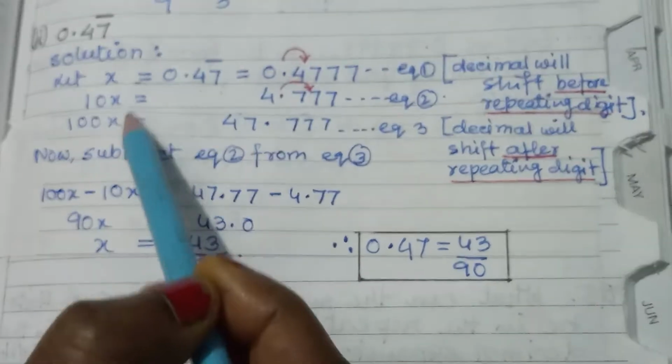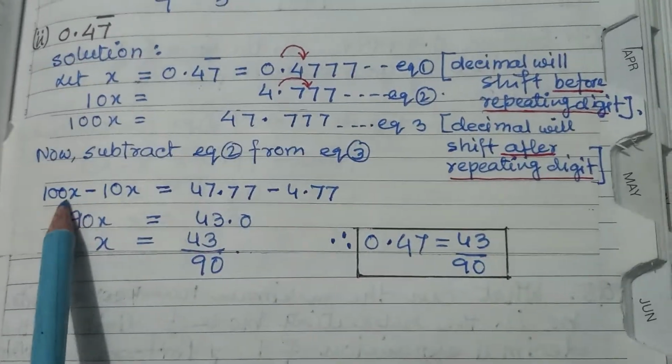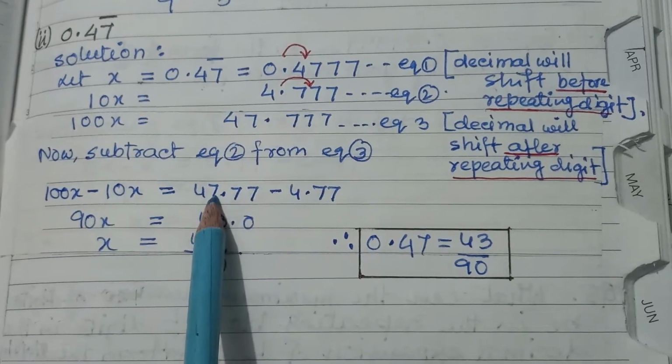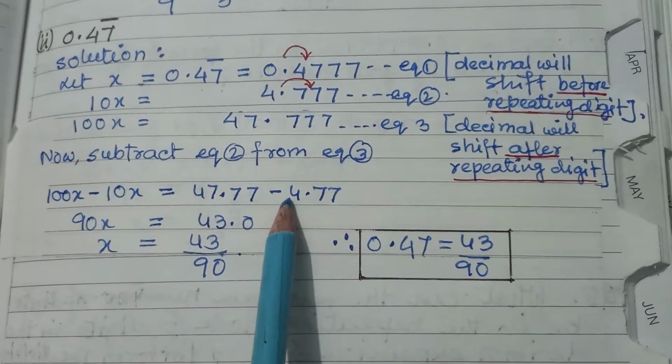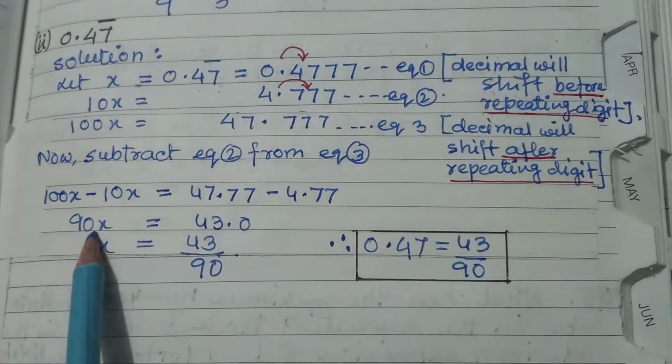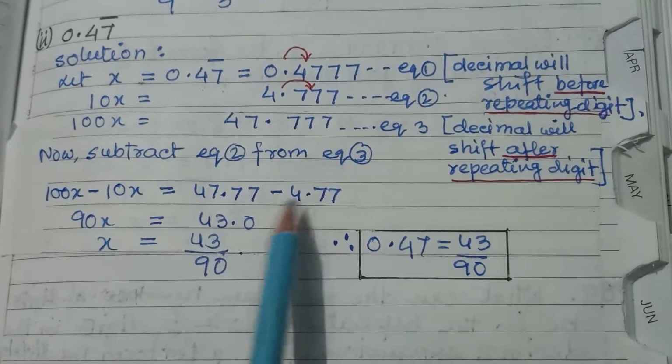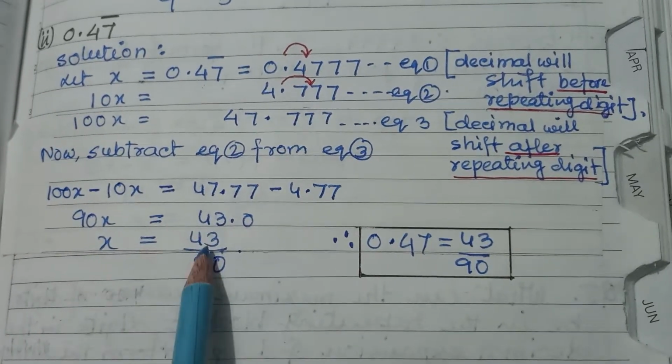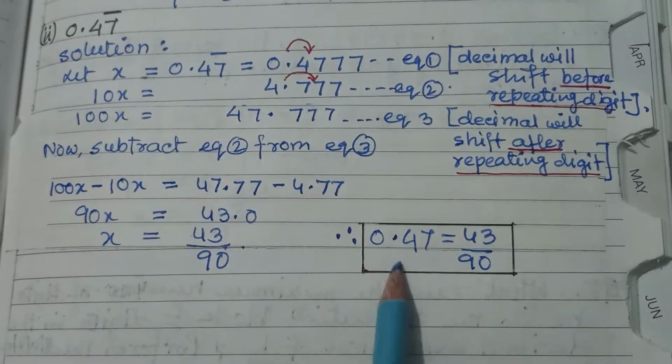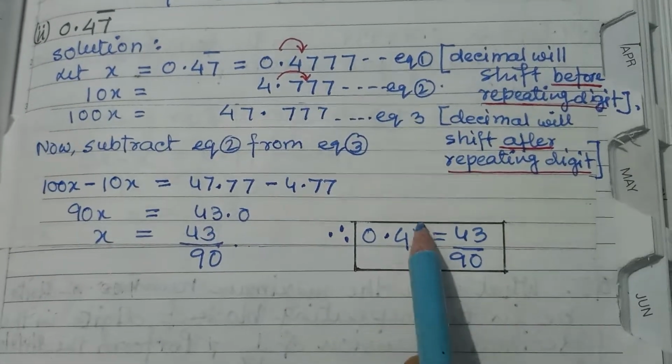Now subtract these two equations: 100x minus 10x is equal to 47.77 minus 4.77. 90x is equal to 43, x is equal to 43 upon 90. So it is the fraction. This is bar.